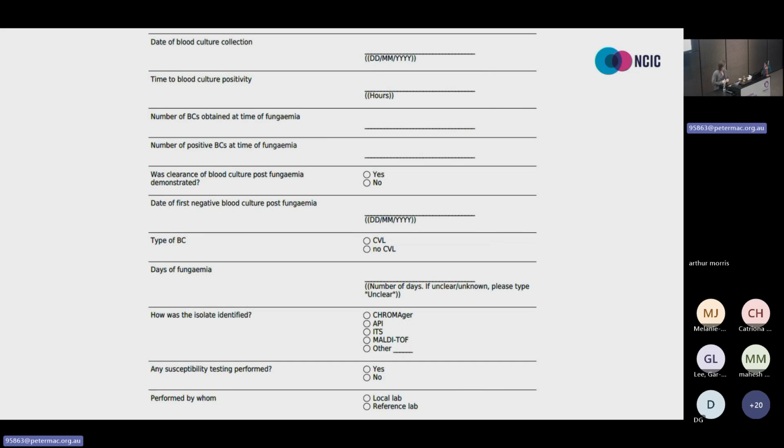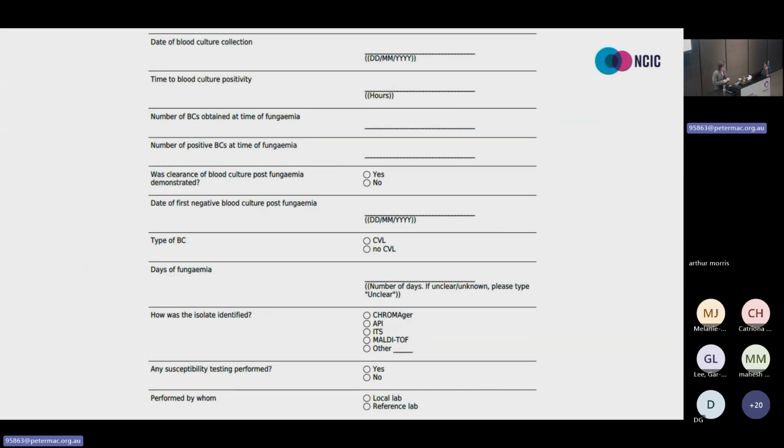This is related to the blood culture collection date, time, how many blood cultures were collected at the time of the fungemia, and how many of those were positive. And was there demonstrated clearance of that blood culture, and if so, what was the date of the first negative blood culture? Helpfully, this is obviously in retrospect, so these patients will have had time to clear their blood cultures and we'll be very clear on which is the first negative. Whether it's from a central venous line or not. And the calendar days of fungemia.